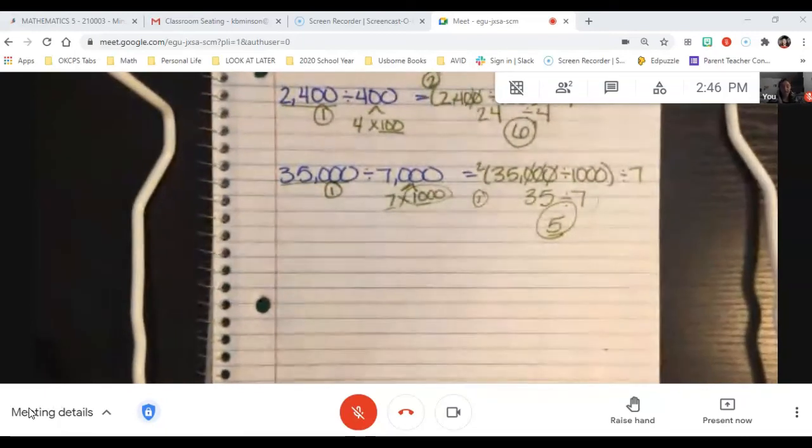So this is what you're going to be doing today: dividing by 10, 100, and 1,000, and breaking apart numbers by 10, 100, and 1,000.